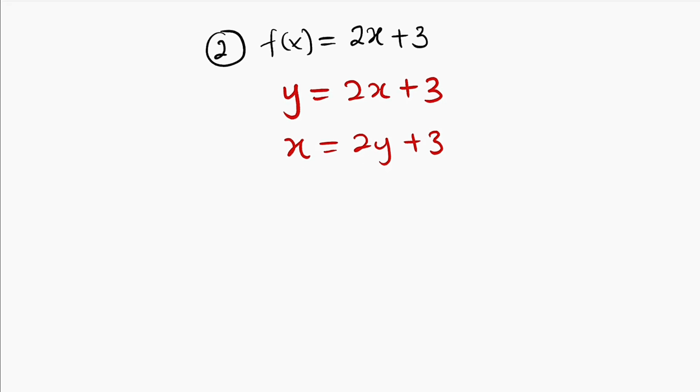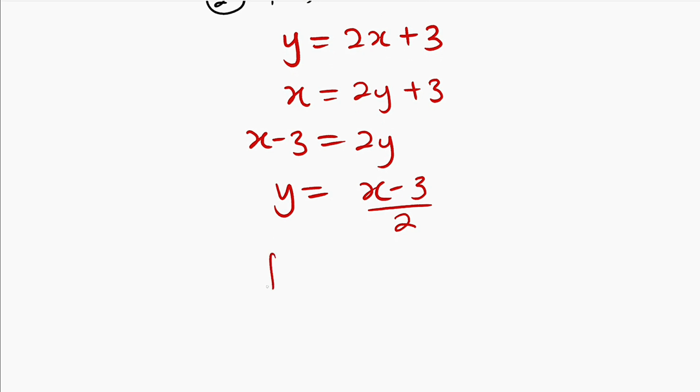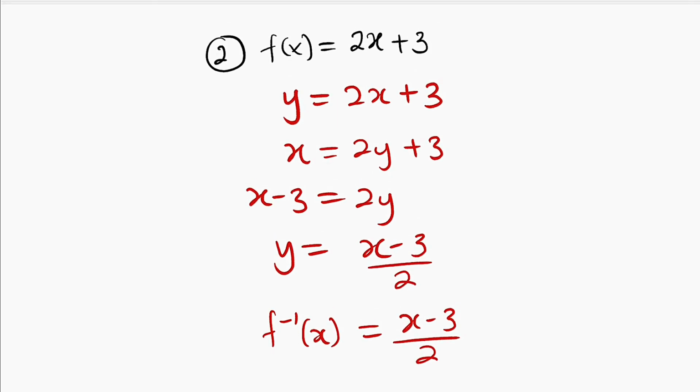We can subtract 3 from both sides. So we have x minus 3 equal to 2y. Then we divide both sides by 2. Finally, y is equal to x minus 3 divided by 2. And now we can replace y with f inverse of x. Therefore, our inverse function is nothing but x minus 3 divided by 2. This implies that if our original function is 2x plus 3, our inverse function will be x minus 3 divided by 2. Let us take problem number 3.